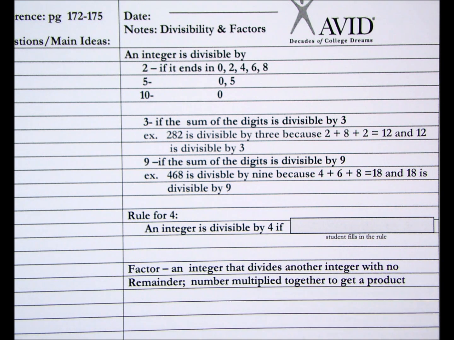A similar rule applies to 9. If the sum of the digits is divisible by 9, then the number is divisible by 9. So for example, 468. 4 plus 6 is 10, plus 8 is 18. And 18 is divisible by 9. Therefore, the number 468 is divisible by 9. So those are some easy things that you can check.